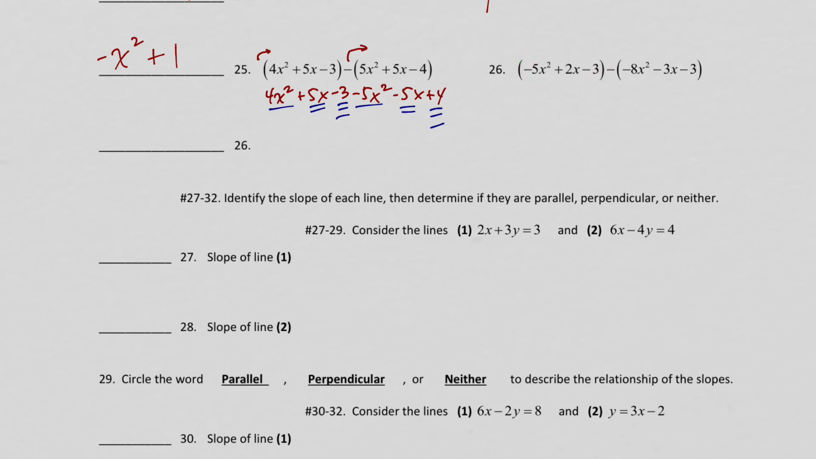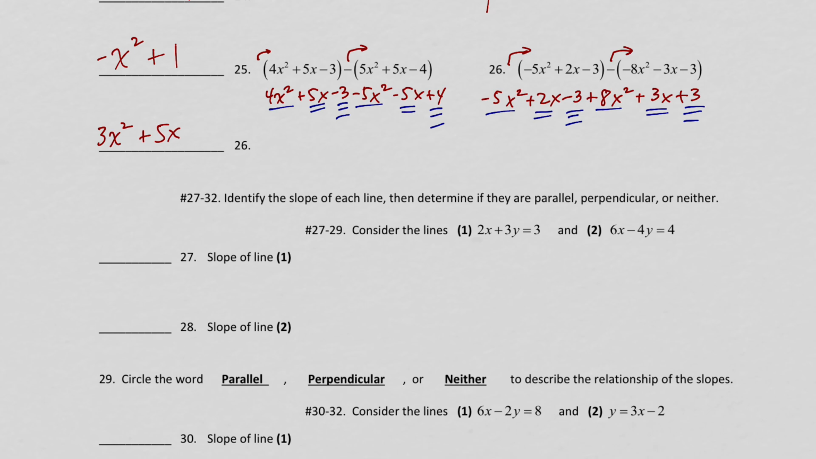To get rid of those parentheses, I'll distribute the positive 1, and we'll just have negative 5x squared plus 2x minus 3. And then I'll distribute the negative, and we'll get positive 8x squared plus 3x plus 3. Combining like terms, those add up to a positive 3x squared. These are like terms. Those add up to a positive 5x. And these are like terms, and those add up to 0, so they're not included in the answer. So that's just the answer.